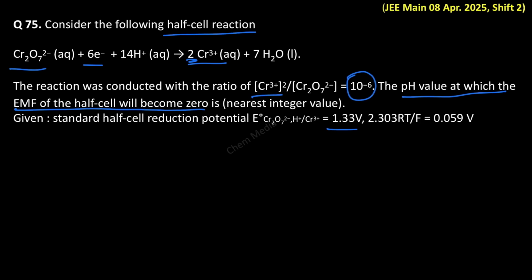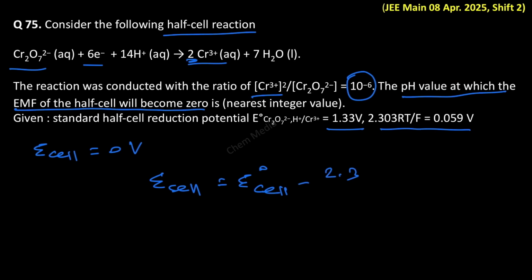Half cell reduction potential is given, and this is the term that we use in the Nernst equation. Now, the condition given here is EMF of the half cell will become 0. So, that means the Ecell value is equal to 0 volt. That is the condition given here. Therefore, we know that as per Nernst equation, Ecell is equal to Ecell standard minus 2.303 times RT by nF log Q. Q is the reaction quotient.